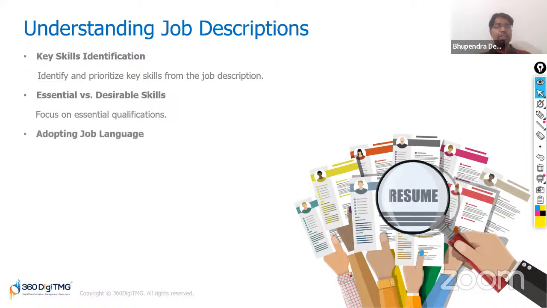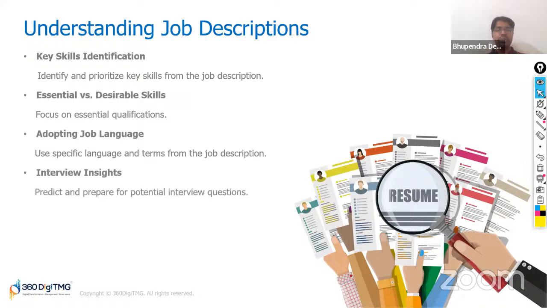Now, adopting job language. Every job description has some natural flow to it, right? We have to make sure that we adapt to that job language, to that natural flow, and use that flow in our resume too. Talking about specific language or terms from the job description, yes, you need to use that. Interview insights. Well, you need to predict and prepare for potential interview questions.